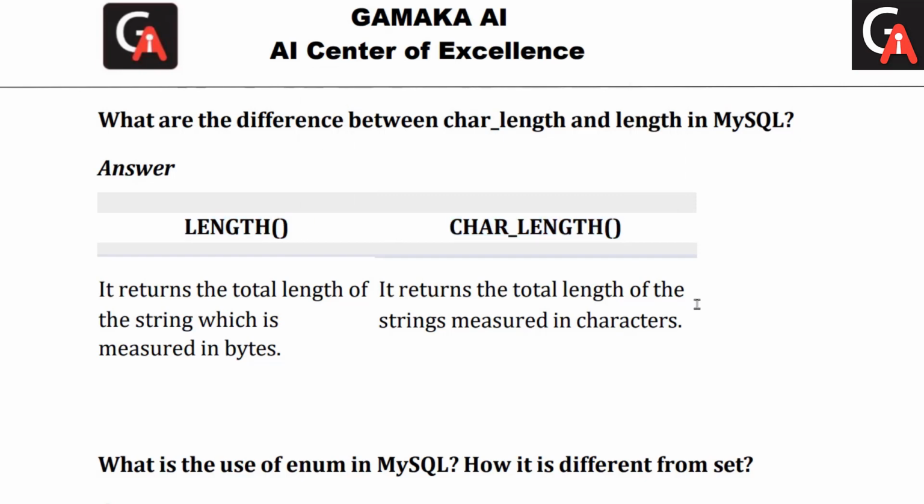And what is the basic difference between them? LENGTH returns the length of the string measured in bytes, and CHAR_LENGTH returns the total length of the string measured in characters. In the internal format it is represented as bytes. So if I want a byte representation of the string, then I'll go with LENGTH, whereas if I want just the character length, then I'll go with CHAR_LENGTH.